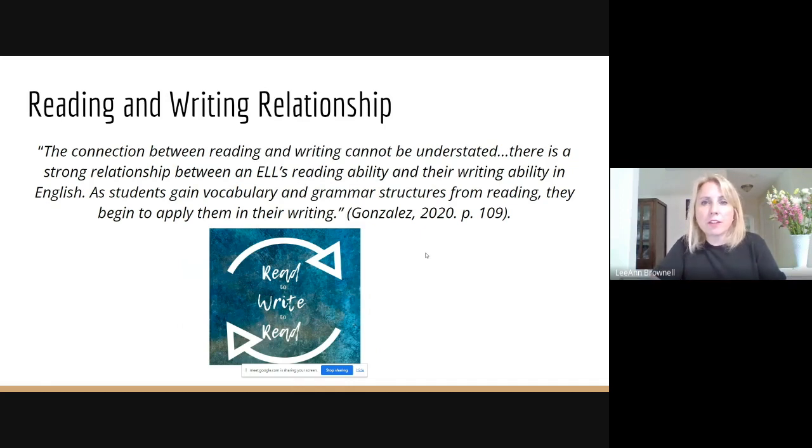The connection between reading and writing cannot be understated. There's a very strong relationship between an ELL's reading ability and their writing ability in English. As students gain vocabulary and grammar structures from reading, they will begin to apply them in their writing. As we all know, reading is the most important skill. It supports them in their writing, their vocabulary development, and their academics. Reading is the number one way to grow vocabulary. Once their reading becomes stronger, it is a skill that is transferable to their writing.